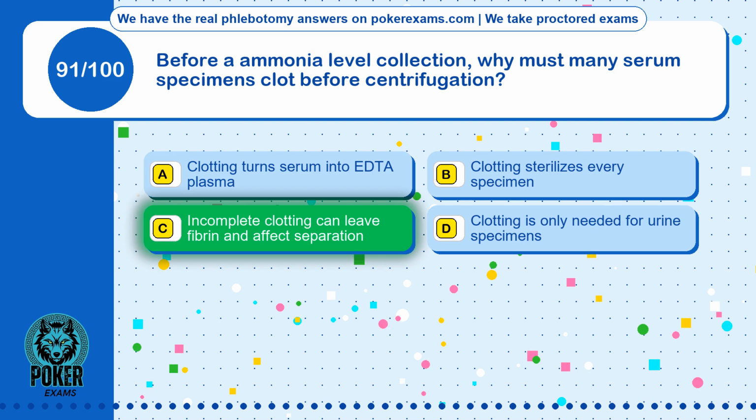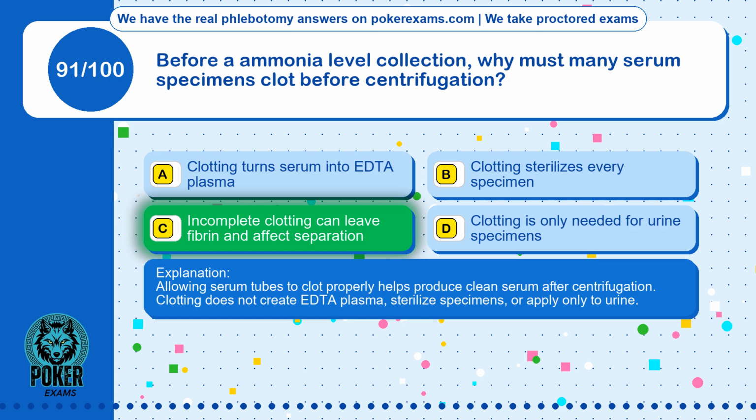The correct answer is option C. Incomplete clotting can leave fibrin and affect separation. Allowing serum tubes to clot properly helps produce clean serum after centrifugation. Clotting does not create EDTA plasma, sterilize specimens, or apply only to urine.